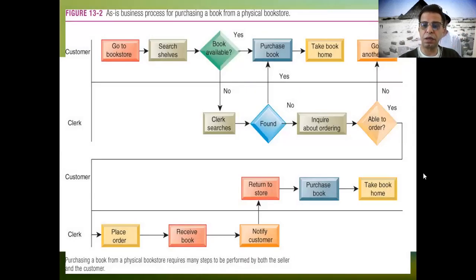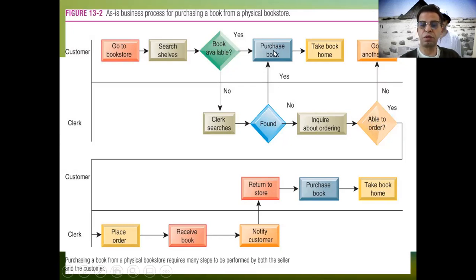So basically, let's say a business process for purchasing a book from a physical bookstore. The process is made of routines, a few things that you always do. A customer walks in to a bookstore and starts searching the shelves. If the book is available, he will purchase the book and take the book home. If not, he talks to the clerk. The clerk searches, and if he finds it, then the customer inquires about ordering.